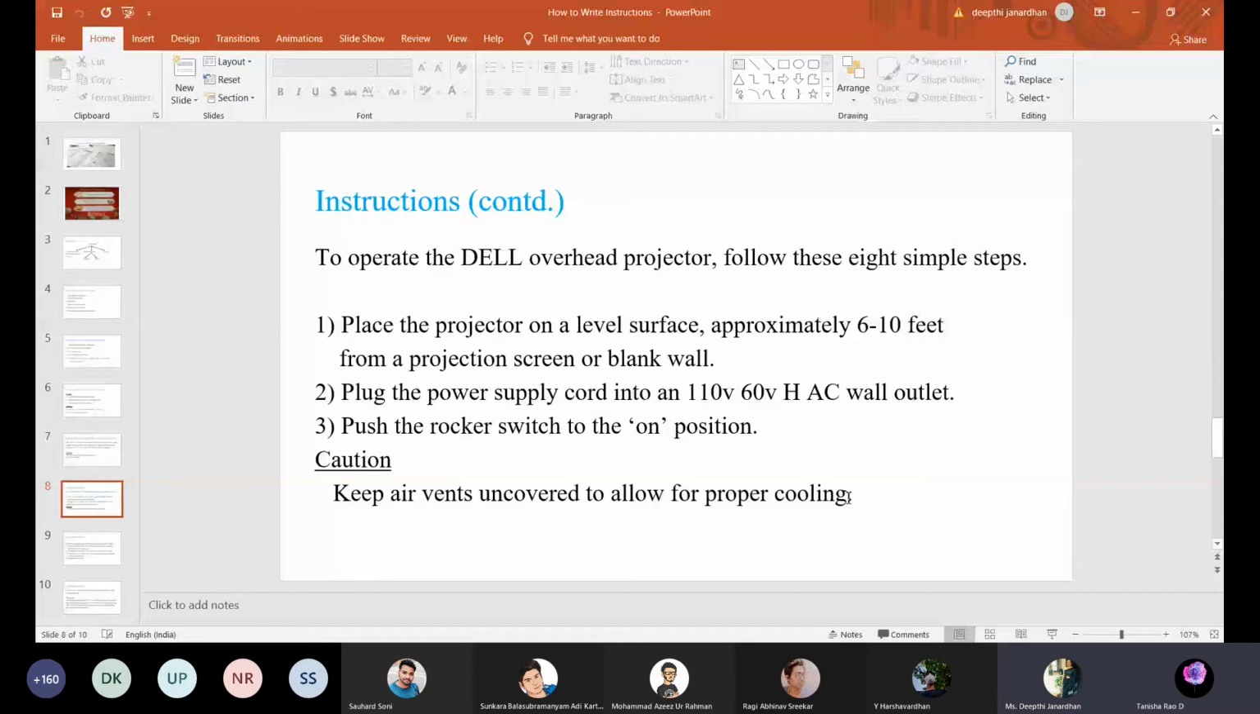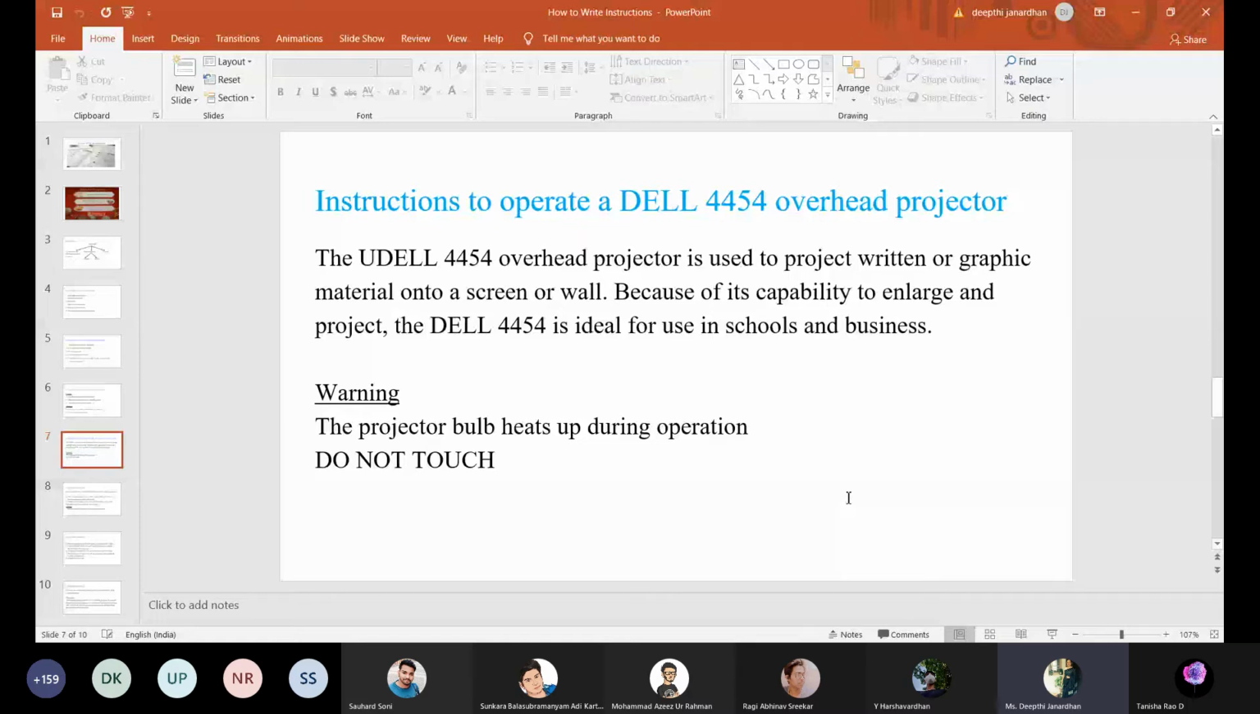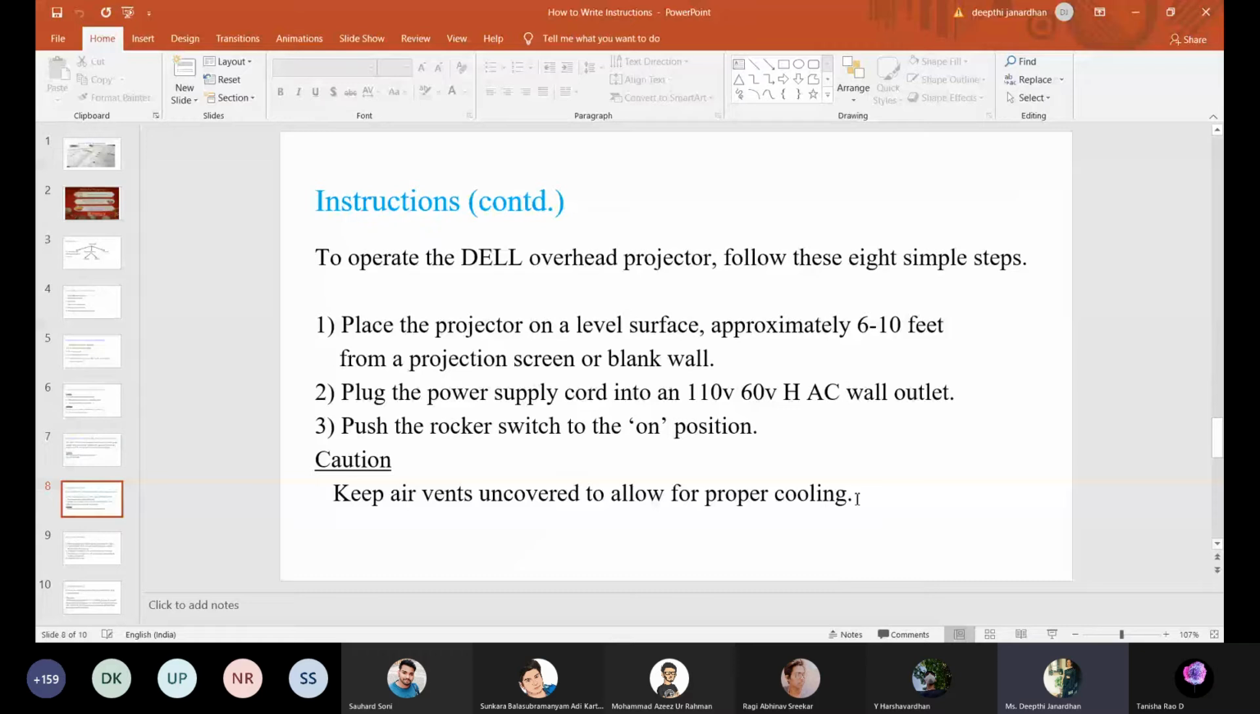So, Tanisha, hold on, my dear. So we have an introduction here. Okay, like how I said, the format follows with the title first and then the introduction, and then warning and caution, you can include right in the beginning. Okay. Yes, Tanisha.